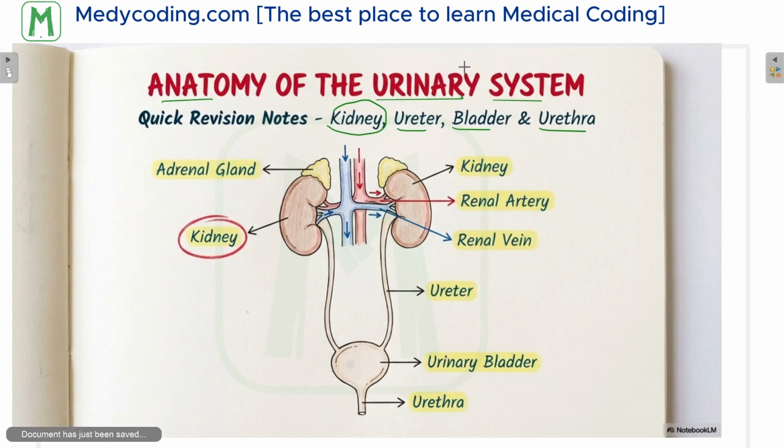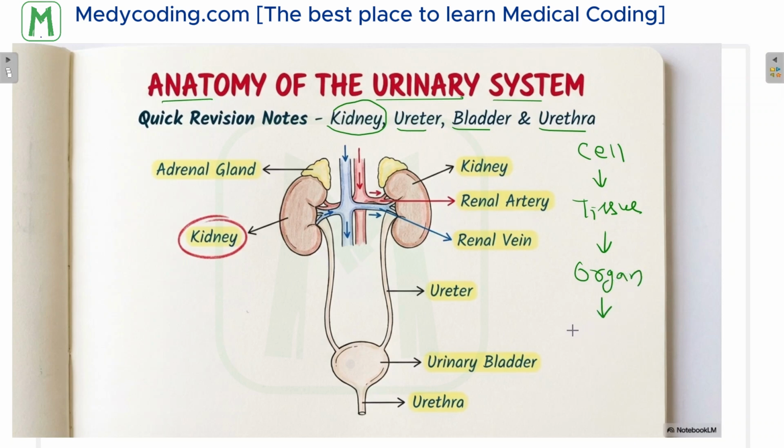So let's start. What is a system? You know that the cell is the basic unit of your body. Many cells combine to form a tissue, and many tissues combine to form an organ. Many organs perform a particular function, and then we can call it a system. This is the same as the urinary system. It is also a system, also known as the renal system.